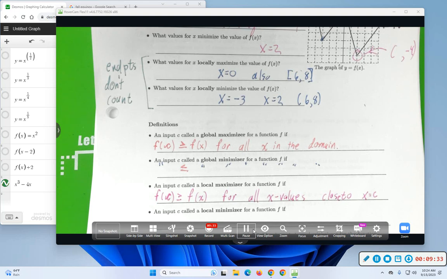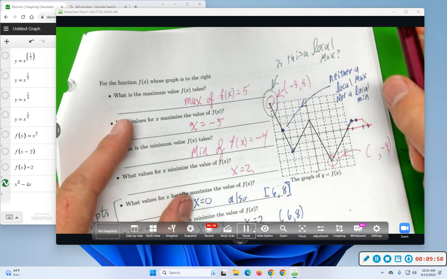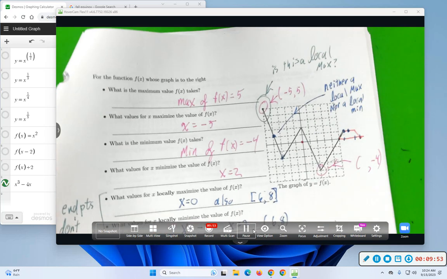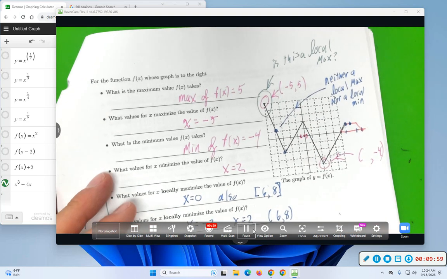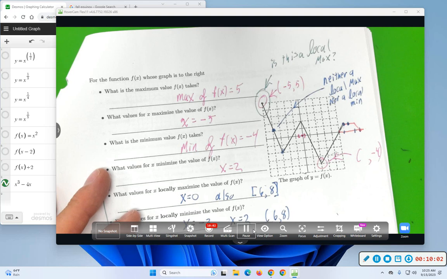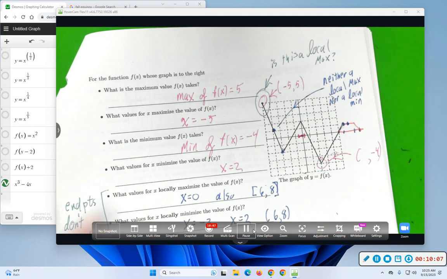So a point is a local maximizer if the output corresponding to that x value is at least as big as all of the y values corresponding to x values that are nearby. Let's start with one of the ones that we actually counted as a local max. We said x equals 0 is a local max. If I only want to look at x values inside of that really little magenta interval, would you say all the y values corresponding to those nearby x values are less than or equal to this y value?